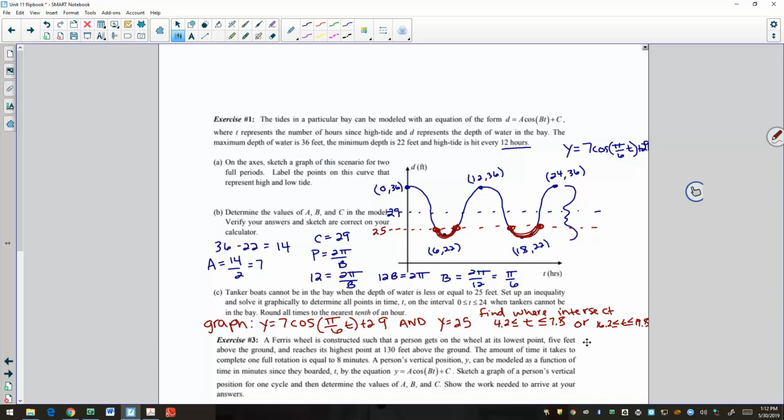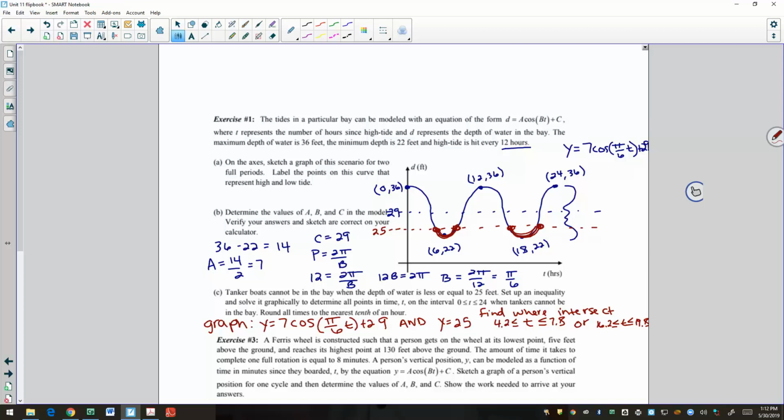So between those two time frames, you cannot be out on the bay, for safety reasons here. Make sure that's primarily done on the calculator. If you had to show your work, you would show us which two equations you typed in, say you found the intersection, and make sure you label your points on your graph to get full credit.